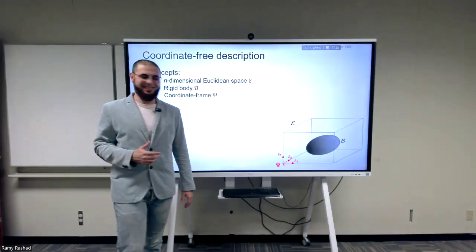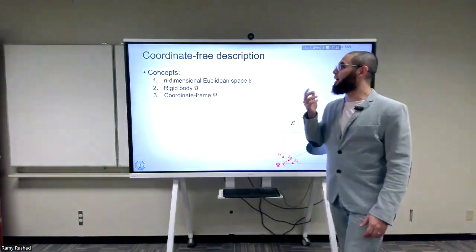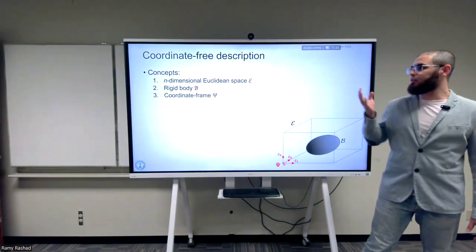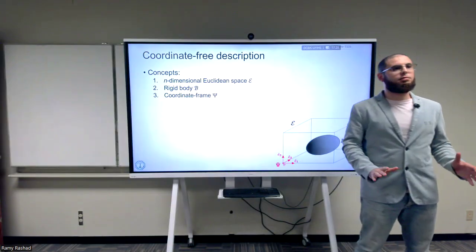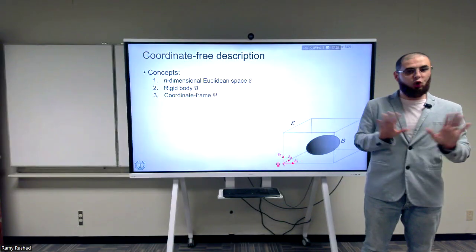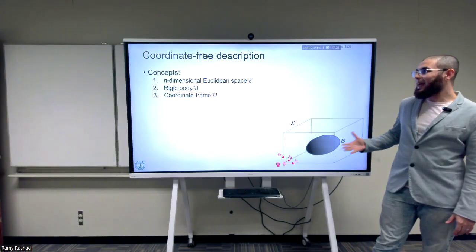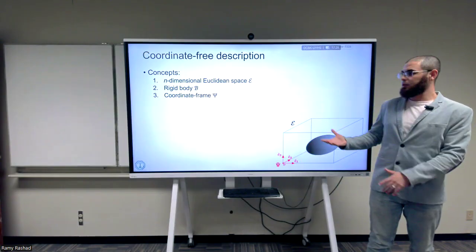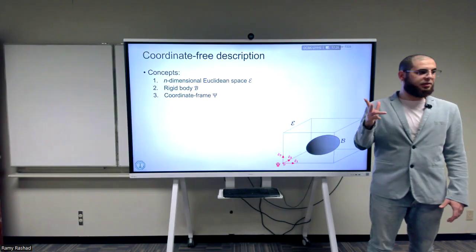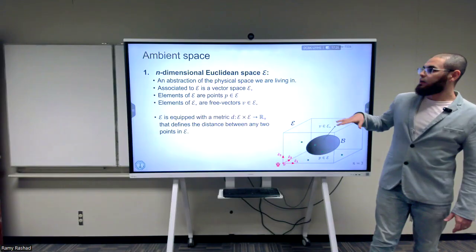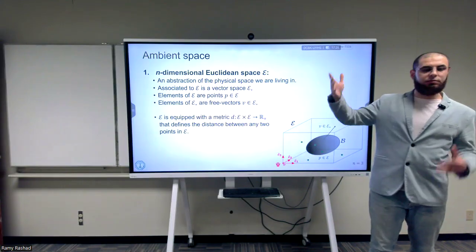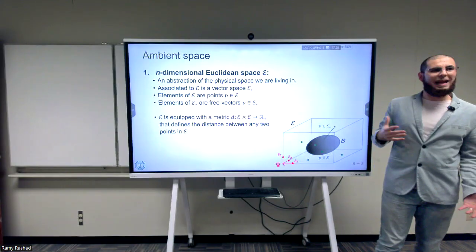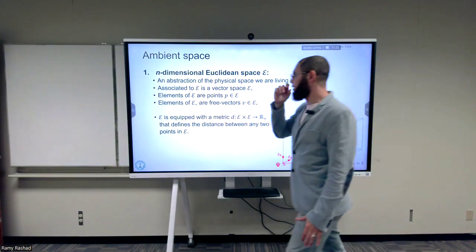So the coordinate-free way, we're going to be introducing 3 abstract concepts. So no numbers. The first one is an n-dimensional Euclidean space. The second one is what is a rigid body, and what is a coordinate frame. So 3 things. First, with the Euclidean space, we can also call it an ambient space, but I'll just choose the Euclidean space.